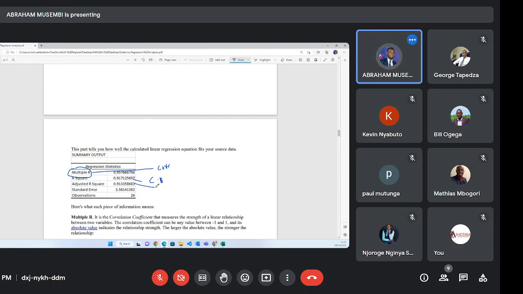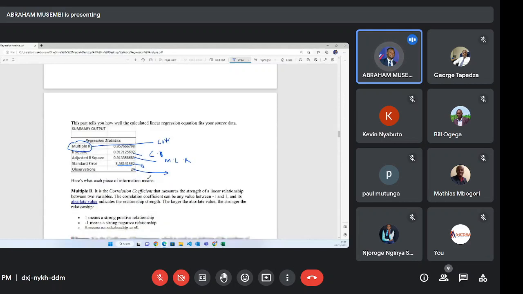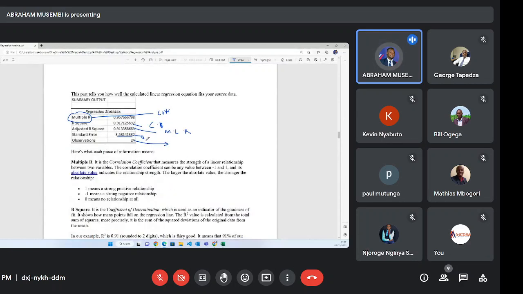Also, we said we usually use this when we are dealing with multiple data. Then we have the standard error, and we've said the smaller the standard error, the more accurate or the better our model. And then we have the observations, which is basically the count of our data entries. So let's see what the notes are saying.